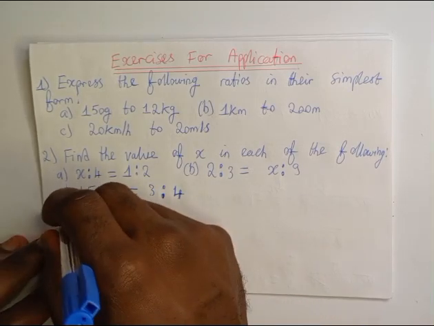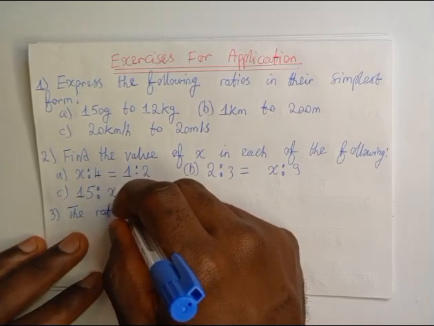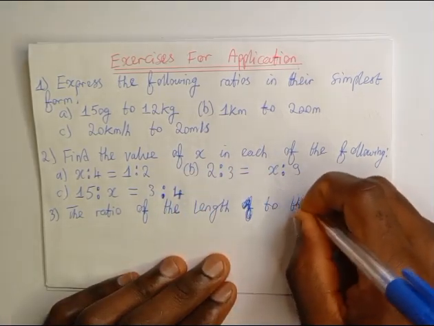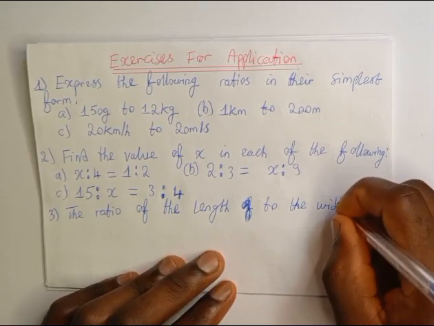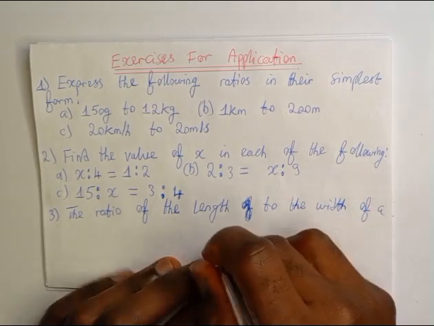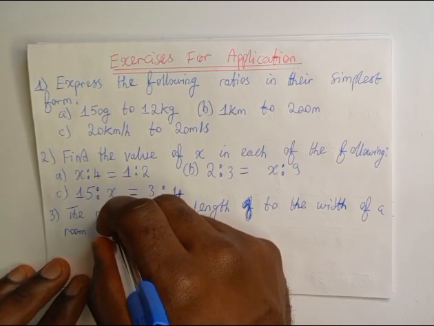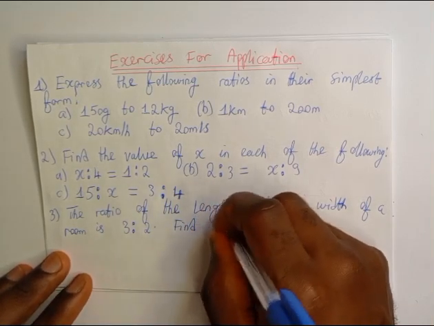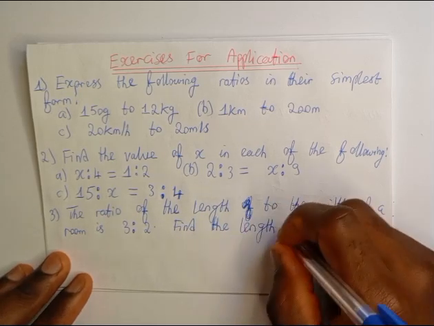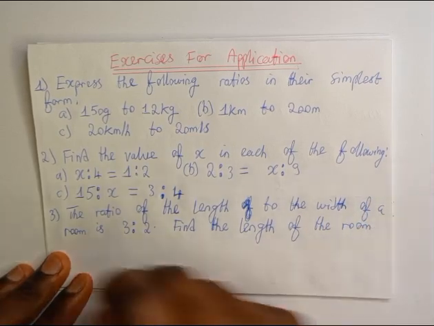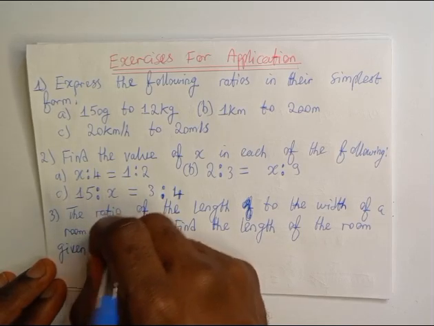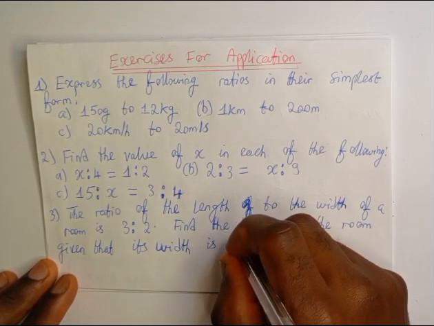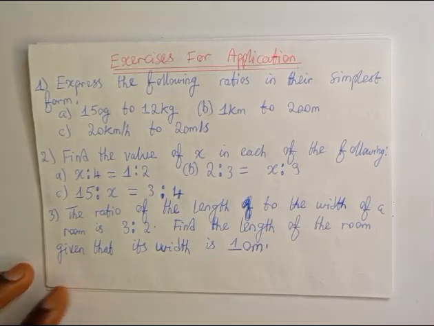We go now to question 3. The ratio of the length to the width of a room is 3:2. Full stop. Find the length of the room given that its width is 10 meters. These are the exercise for application.